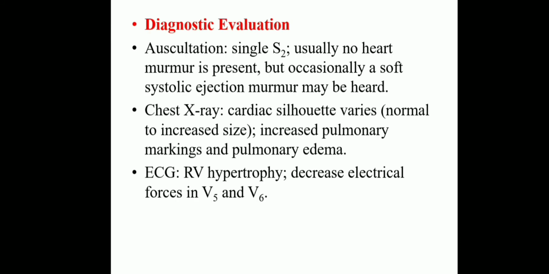Coming to the diagnostic evaluations, first is auscultation. A single S2 is heard, usually no heart murmurs are present, but occasionally a soft systolic ejection murmur may be heard. When we check the chest X-ray, the cardiac silhouette varies from normal in the size of the heart, and increased pulmonary markings and pulmonary edema we will also see in the chest X-ray.